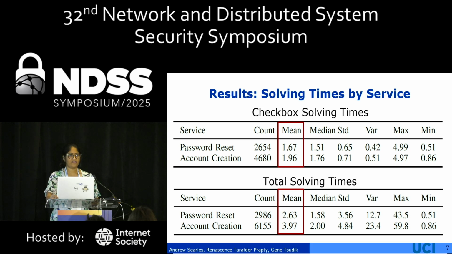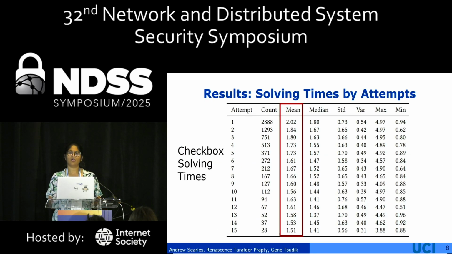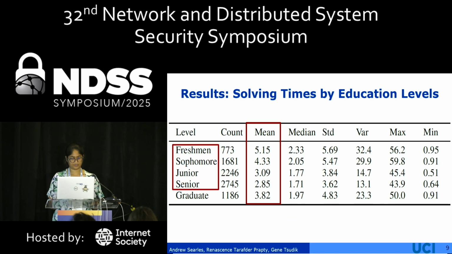We study the effect of service type on solving time. We see that there is a statistically significant difference in the checkbox solving time of the password reset service. We also study the effect of attempt numbers on solving time. We found that solving time decreases with attempt numbers. Users spend significantly longer time in solving CAPTCHAs on their first attempt compared to other attempts.